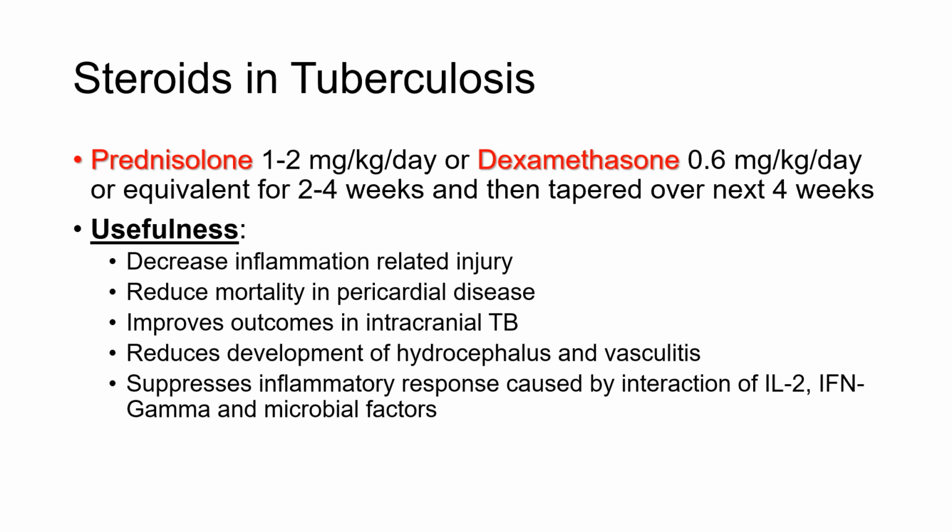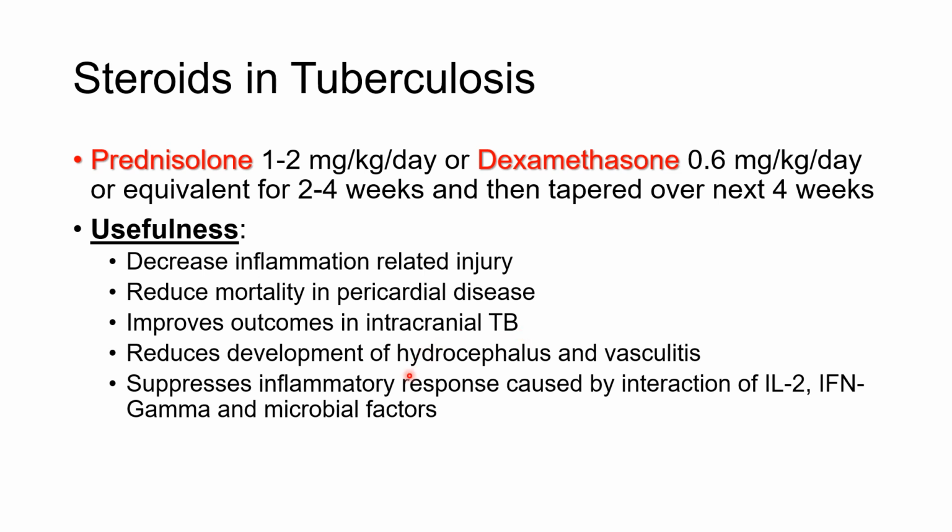So when we start antitubercular therapy in a patient, there will be killing of the bacilli, so that will release inflammatory markers, and that will lead to inflammation related injury. And when there is pericardial disease, it is obviously a severe form of tuberculosis which has a high mortality. And intracranial tuberculosis, as we learned, tubercular meningitis is the most severe form of TB that we can encounter.